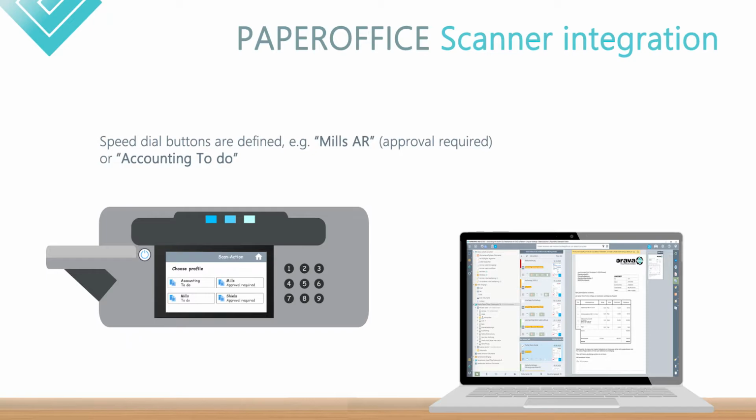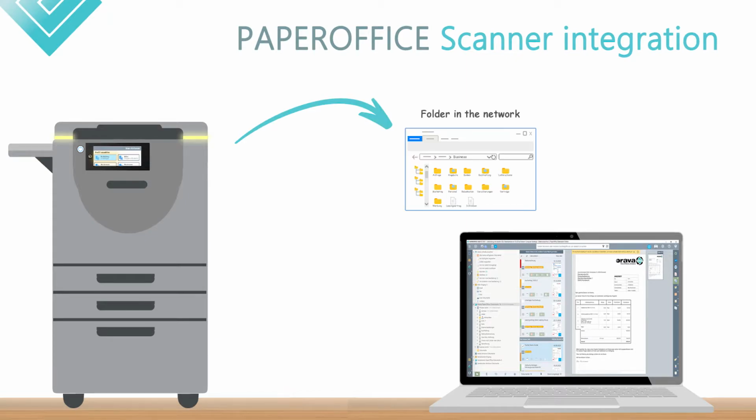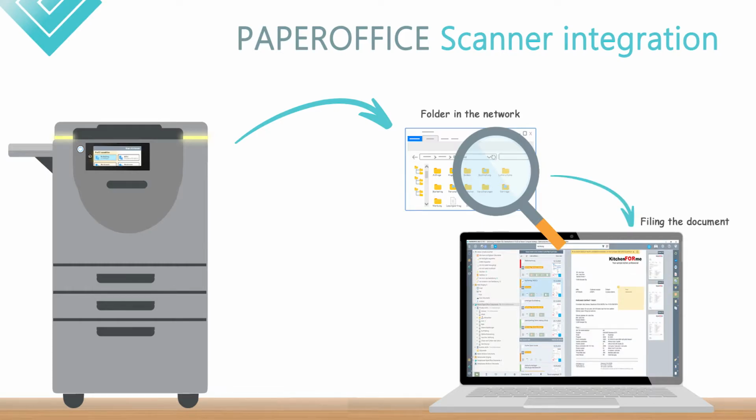As soon as this shortcut key has been selected and then scanned, the scanner saves the scanned document as a PDF in a previously defined folder in the network. This folder, in turn, is monitored by PaperOffice. That is, as soon as something is saved in this folder, PaperOffice will execute your previously defined rules and automatically save the document. PaperOffice will then start the background processing as usual and create preview images and OCR text recognition.